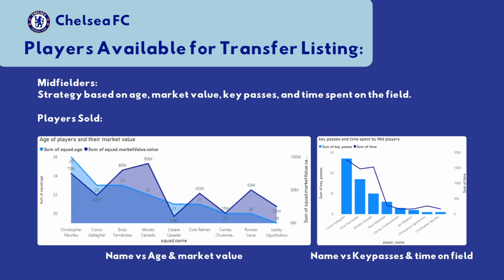Before recruiting or letting go of players, we looked at the midfielders. Our criteria for understanding their performance here was their name, age, and market value. So, age versus market value was our first criteria, and our second criteria was key passes against time, that is key passes per unit time on the field, to understand their performance. The less performing players were let go of.